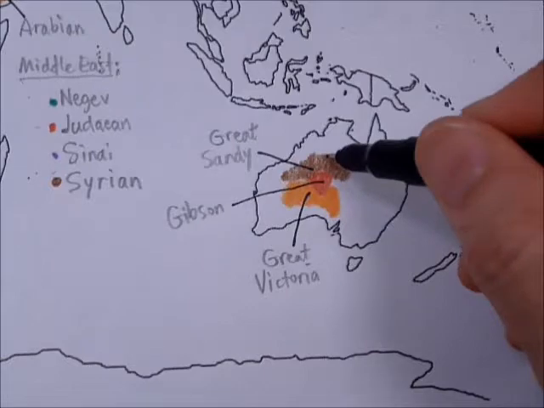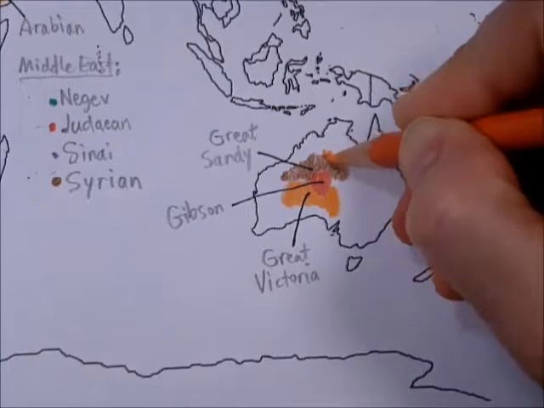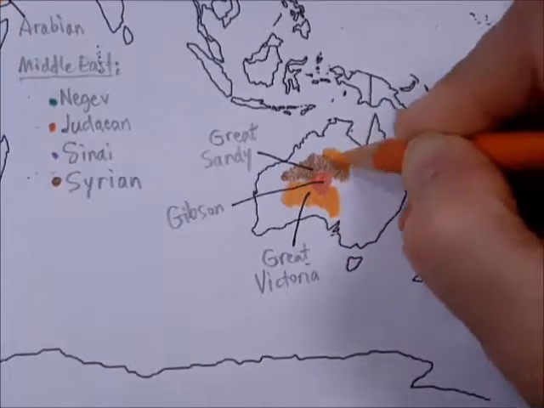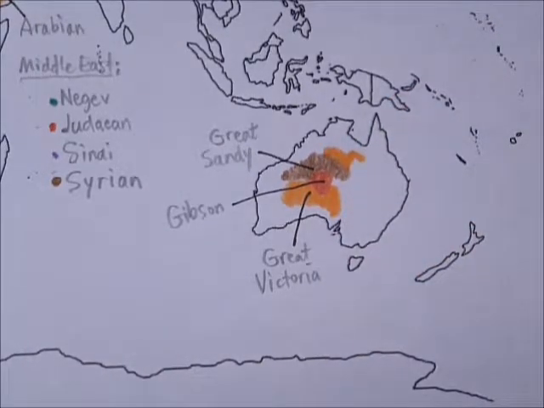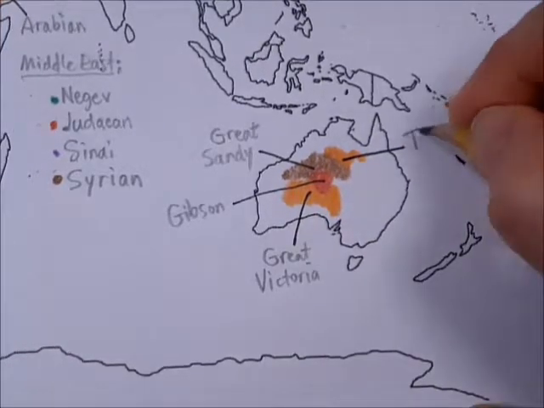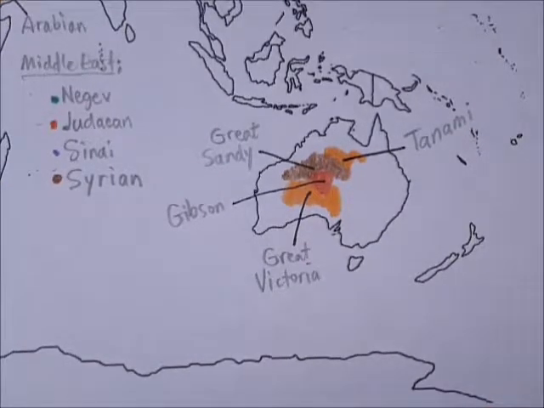And these all have kind of wiggly lines. If you want to see them, you can look at a real map and see how the edges go. Those are pretty rough. And then there's 2 more. There's one on the top. Looks like it's got a thing off it like this. And this is the Tanami. T-A-N-A-M-I. And then there's the Simpson Desert.